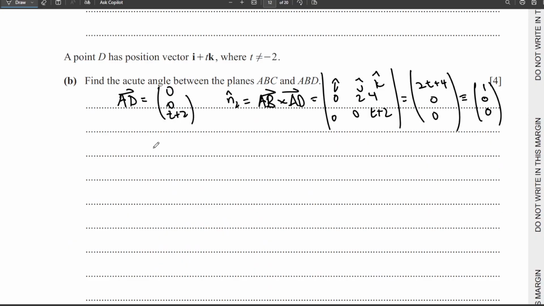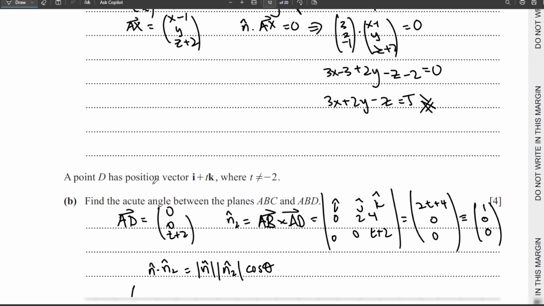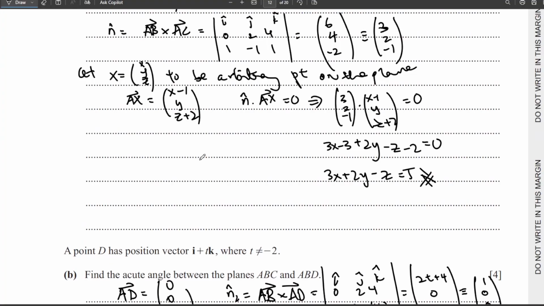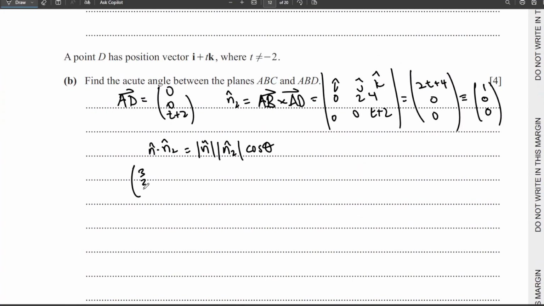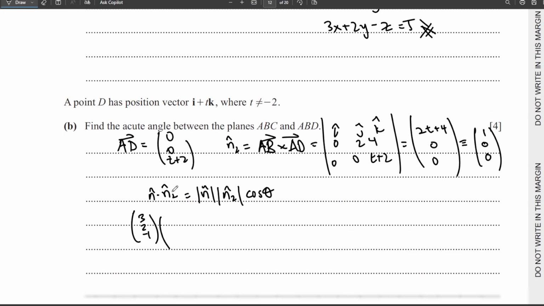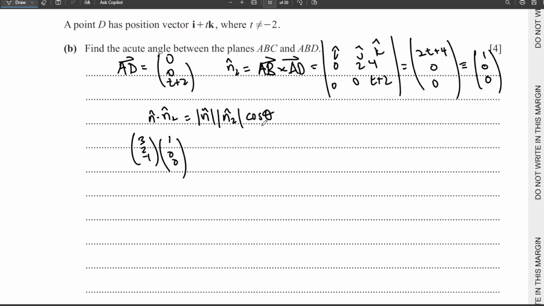Alright, so we can do n dot n2, not multiply. That will equal the magnitude of n multiplied by the magnitude of n2 multiplied by cosine theta. So n was what already? n is 3, 2, -1, and n2 is 1, 0, 0. Again, that's just the direction, so we don't care about the magnitude.